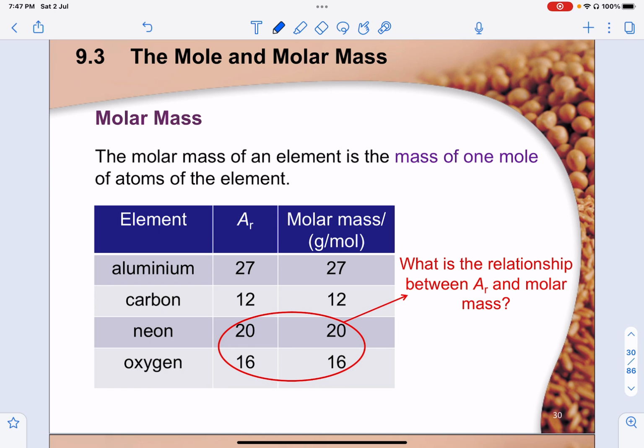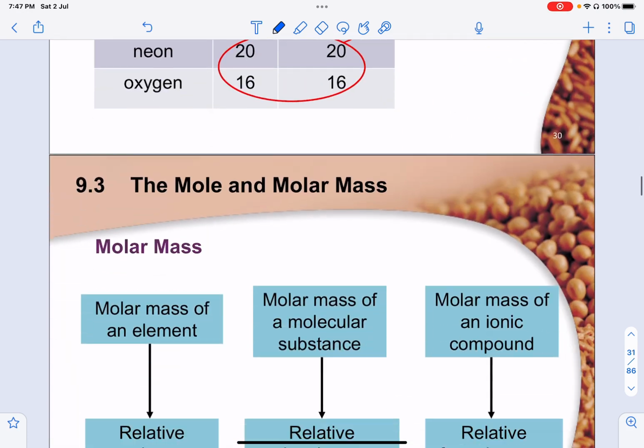Next is molar mass. The molar mass of an element is the mass of 1 mole of the atoms of the element. So let's say for neon, which has AR of 20, the molar mass would be 20 grams per mole. And do take note, molar mass has units of grams per mole. So in the exam, be very careful with how you use the term. If they ask for MR or AR, no units are required, but if they ask for molar mass, you will need to write the unit.